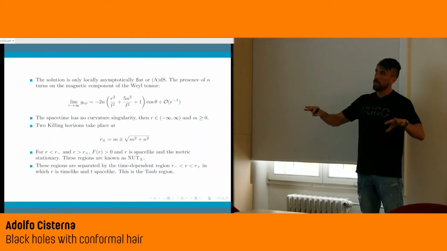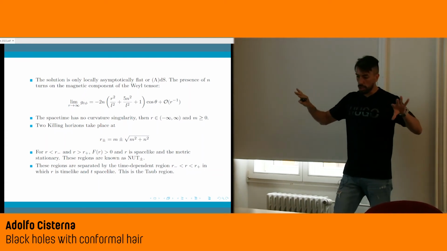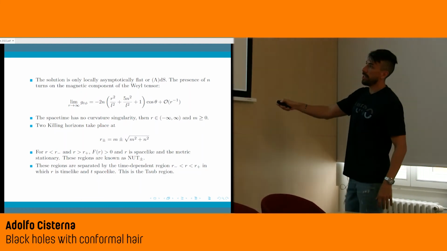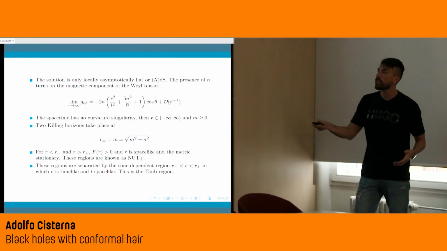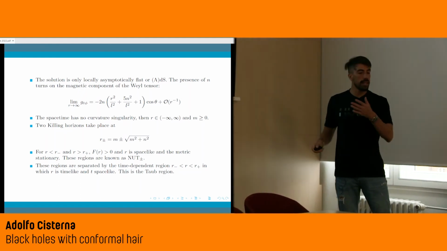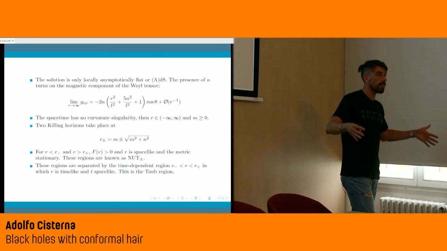The regions that are stationary, so when the metric is not dependent on time, which are these two regions, are called NUT, and the region in between the horizons, which is the time-dependent region, is called the Taub region. Because actually Taub discovered this space-time as a cosmological solution. He was describing precisely the region in between these two horizons.